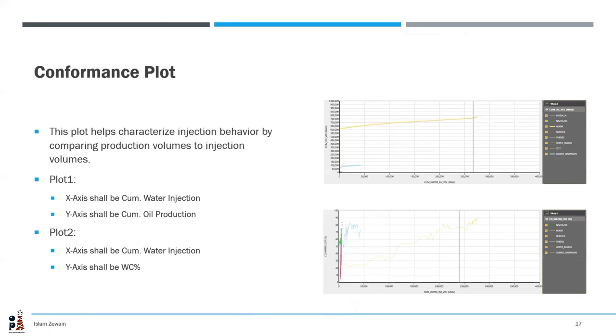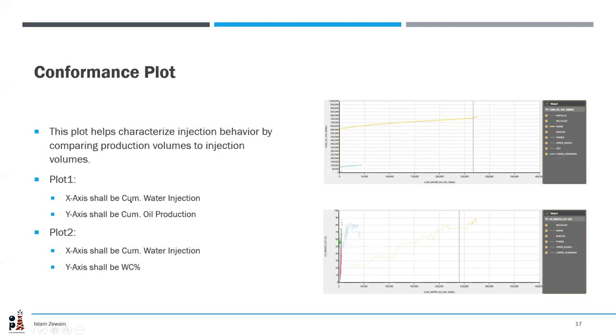This plot helps categorize the injection behavior: how every compartment of every reservoir you have would behave with the injected volume of water. In this case, when you inject water, you are predicting to produce the same amount of fluid in the producer to keep the reservoir pressure the same.